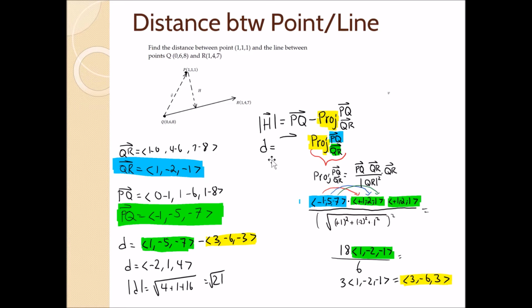So to find the distance, we'll have to do PQ minus that vector. So we have the distance equaling 1, negative 5, negative 7, minus 3, negative 6, 3. So we end up with a vector negative 2, 1, and 4. To find the distance, we do the magnitude of this vector, and we end up with root 21.